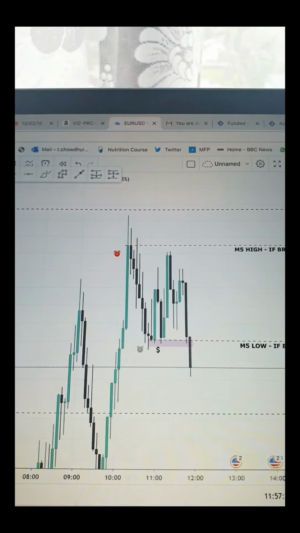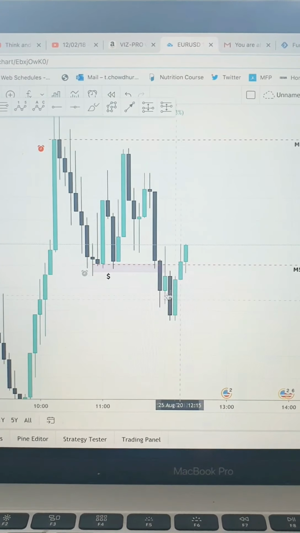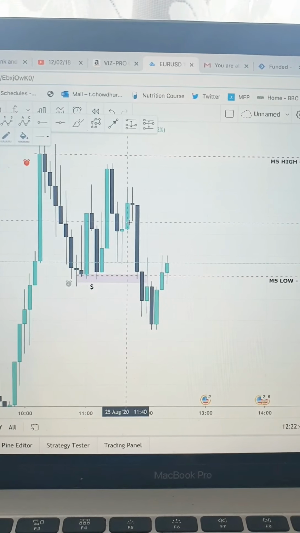So let's wait for the closure, and then we're going to look for the entry. All right guys, as you can see, we have broken the range. So therefore structure is bearish, and we are now having our retracement, and this is where you're going to look for our entry.